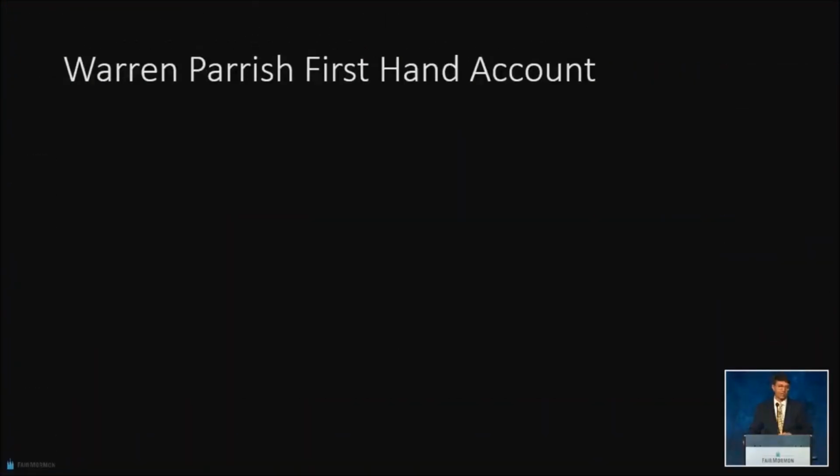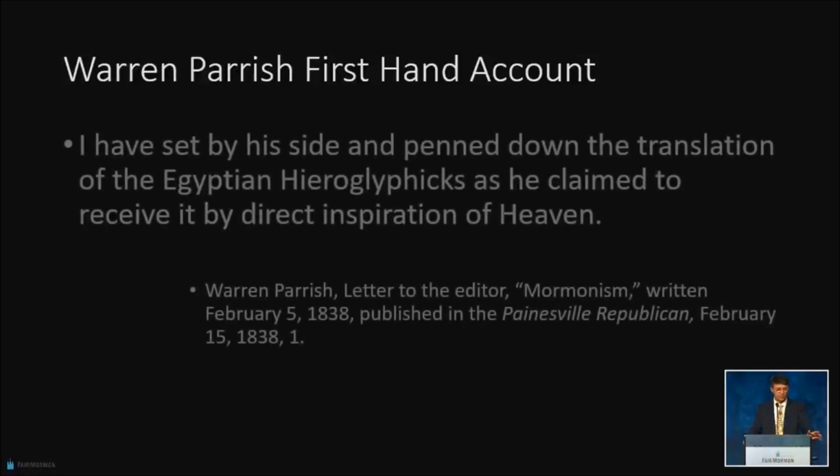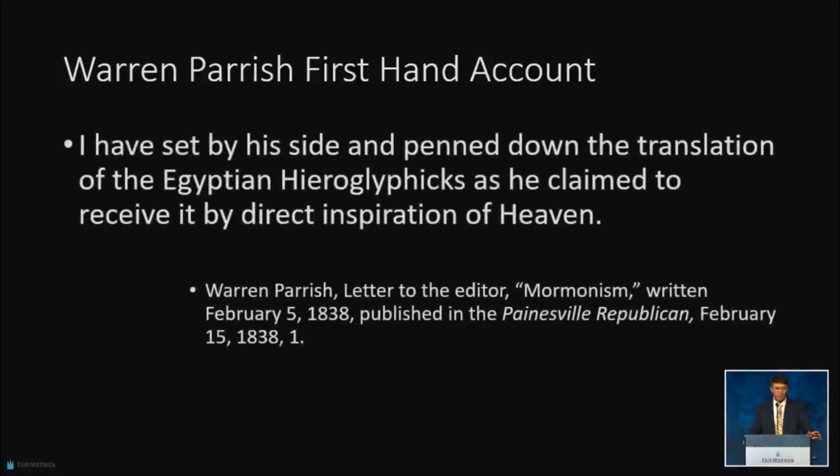Warren Parrish, who at the time he gives this statement is an enemy of Joseph Smith, no longer a believer, this is how he describes it. And he's a scribe. He is very much a first-hand witness. He says, "I have set by his side and penned down the translation of the Egyptian hieroglyphics as he claimed to receive it by direct inspiration of heaven." Again, nothing about grammar and alphabet.